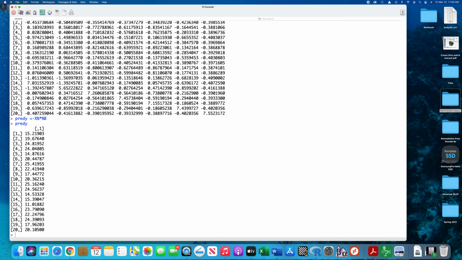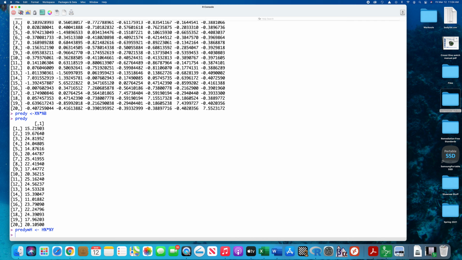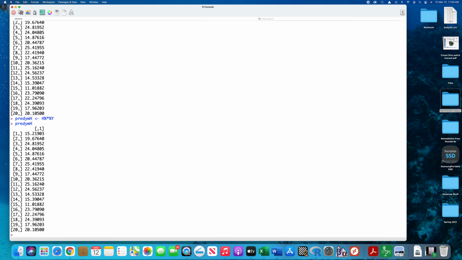Another way is to take the hat matrix. I'll be real clever here and just call it the predicted y with hat, or WH. And we know that we can take the hat matrix times our y. Our y in this case looks like predicted y. So as it should, we get the same thing.